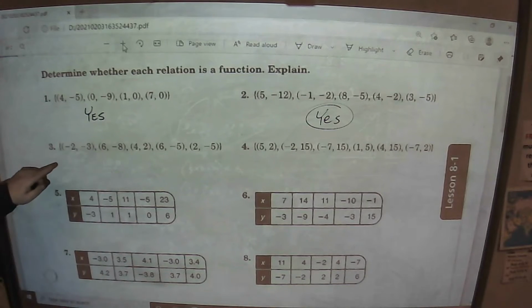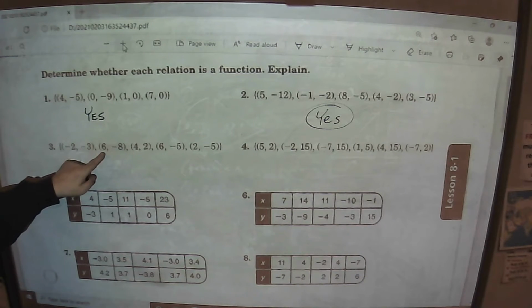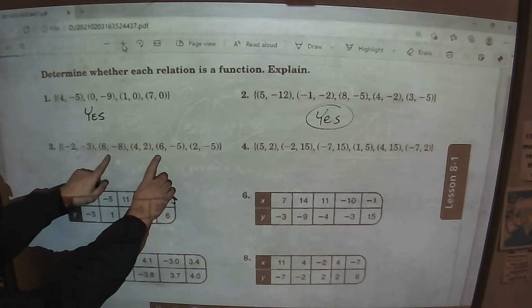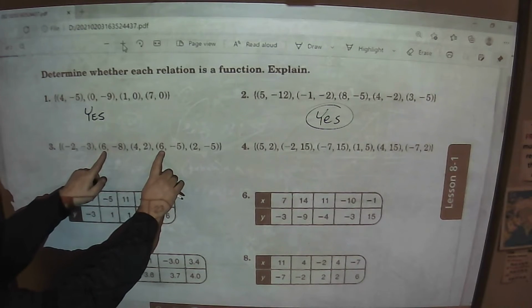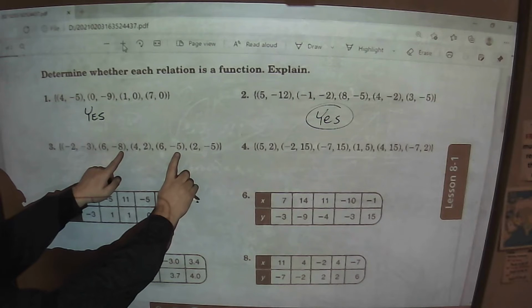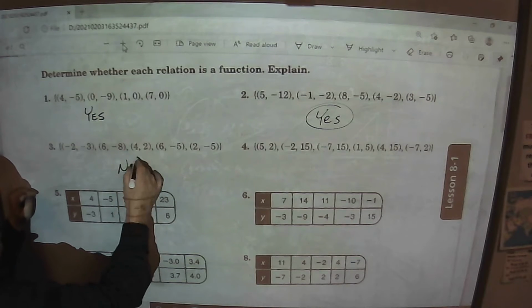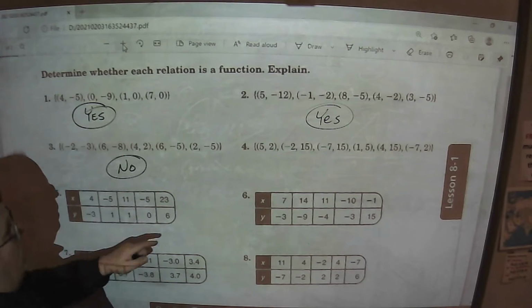Let's go to number 3. -2, 6, 4, 6, 2. Wait a minute. Do you see that? They're repeating the sixes. And these sixes have two different y values. Uh-oh, is this a function? No, it's not. Let's go to the next one.